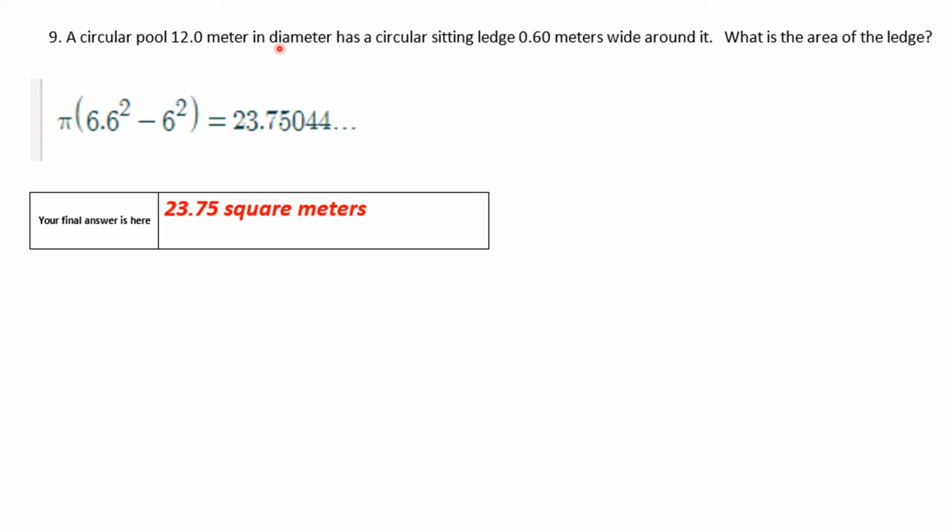Well, what we're going to do is we're going to take the radius of the big circle squared minus the radius of the small circle squared. We're taking the difference in area. So including the ledge, the radius is going to be 6.6 meters, and so the area is going to be pi times 6.6 whole squared, and we're going to subtract pi r squared, which is 6 squared, and we're going to get 23.75, and the answer should be square meters.